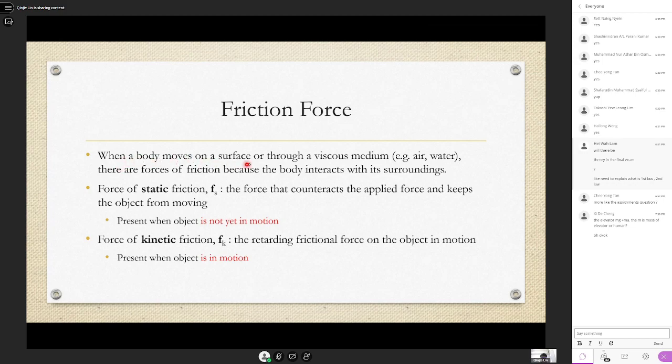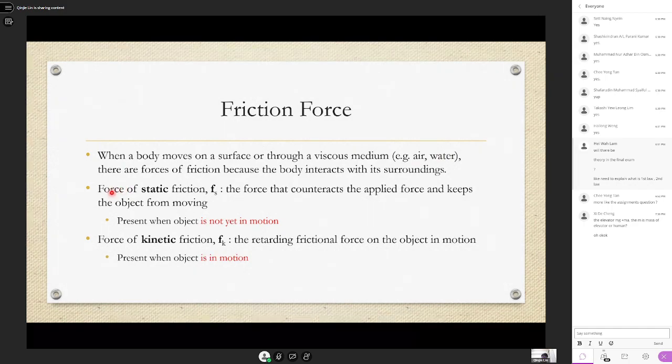When a body moves on a surface or through a viscous medium, for example air, which we are all in, or water, there are forces of friction because the body interacts with its surroundings. So when we move through air or water, or along a surface, there will always be this friction trying to stop us.